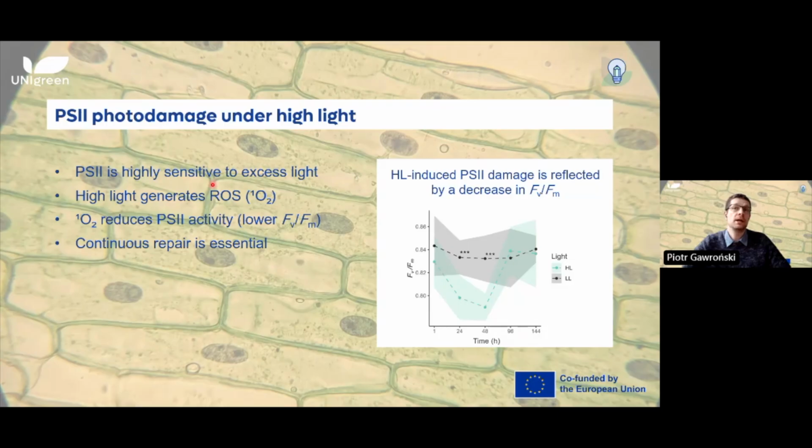And under high light, excess excitation energy leads to the formation of reactive oxygen species, ROS in short, especially the singlet oxygen that is being generated in the proximity of photosystem 2, PS2 in short. In turn, singlet oxygen causes damage to the PS2, which becomes inactivated. This damage is, for example, reflected by the decrease of the chlorophyll fluorescence parameter, Fv over Fm, indicating the reduced PS2 efficiency, as you can see here.